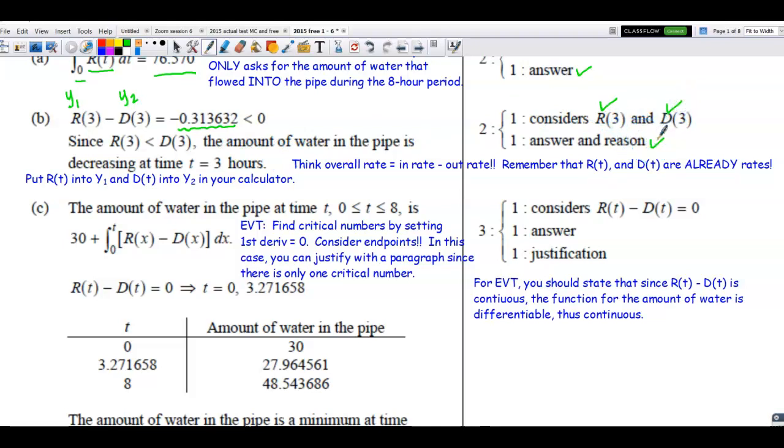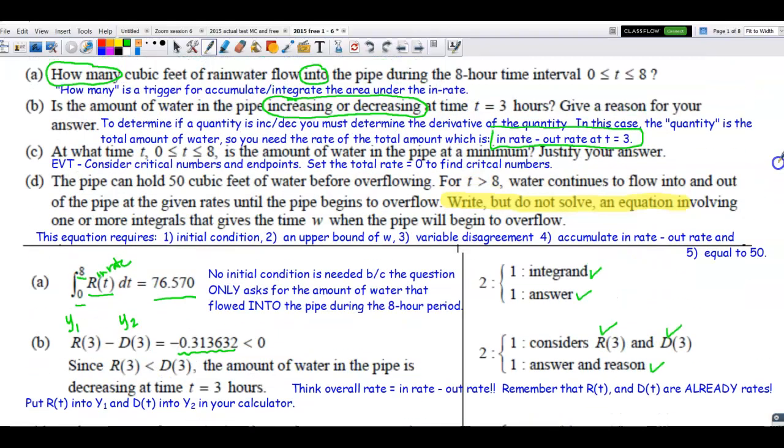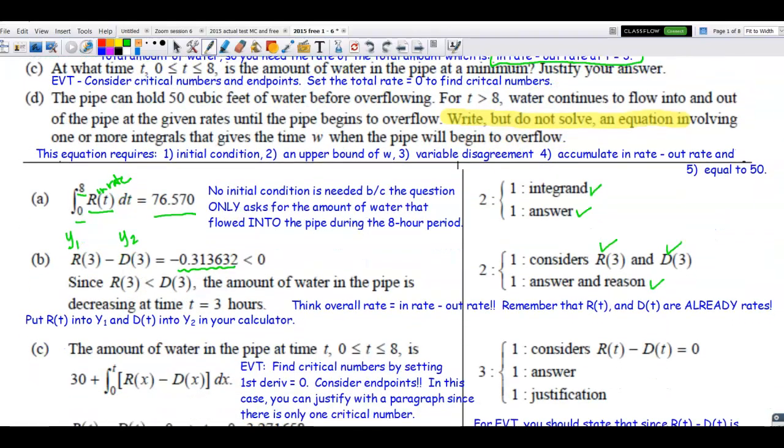and we get 1 point for the answer with correct reason. In letter C, let's go back up and figure out what they're asking us there. At what time on 0 to 8, so we have a closed interval, is the amount of water in the pipe at a minimum? I cannot stress to you enough how important it is that you be able to recognize EVT and that you know exactly how to write it up. EVT says the absolute max or the absolute min will occur either at a critical number or the endpoint. So we have to consider them as possibilities as to where the absolute minimum and absolute maximum occur.